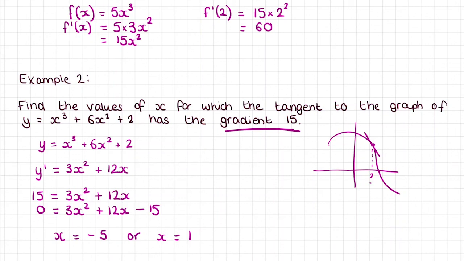Okay, so with this situation, it's actually 2 points where the gradient is 15, and that's because the graph curves and things like that in it. And that's all we need to do on finding the gradient at a specific point.